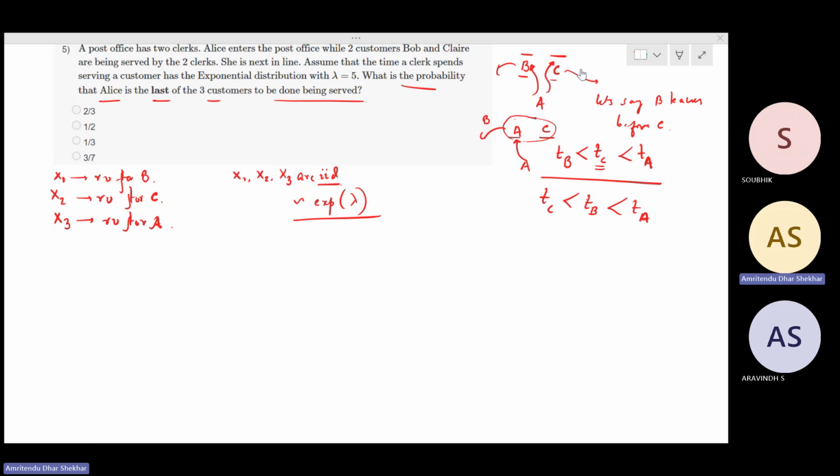Okay, let's resume. Hopefully I'm audible. So X1, X2, and X3 are IID, and they have the exponential distribution. We are asked what is the probability that Alice is the last of the customers to be done.